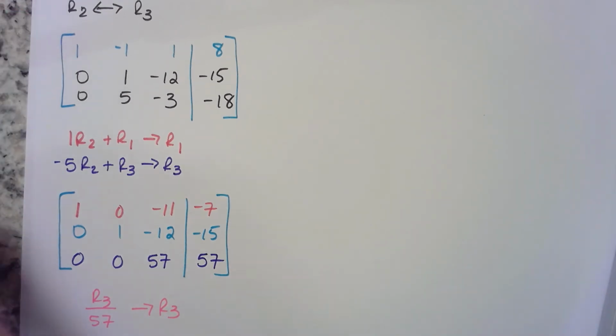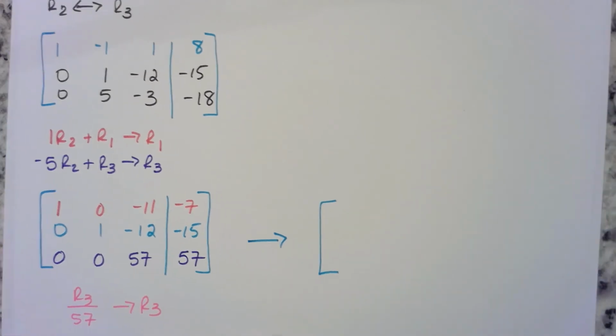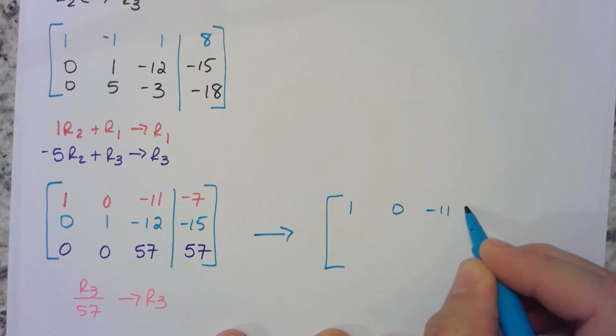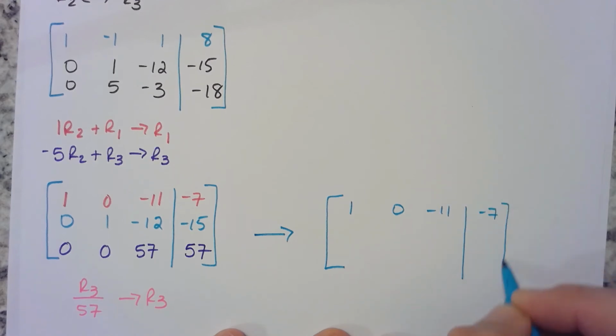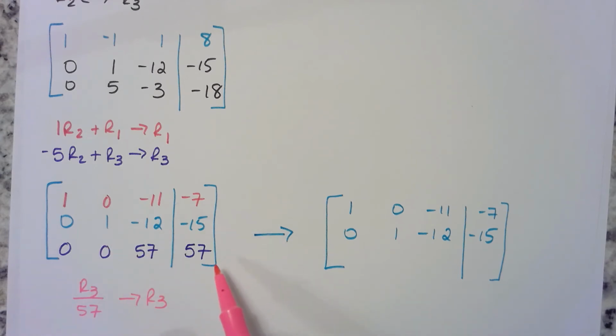So let's go this way. That means rows 1 and 2 will stay the same. But row 3, we divide all these by 57. Well, that'll give me a 0, a 0, a 1, and a 1.